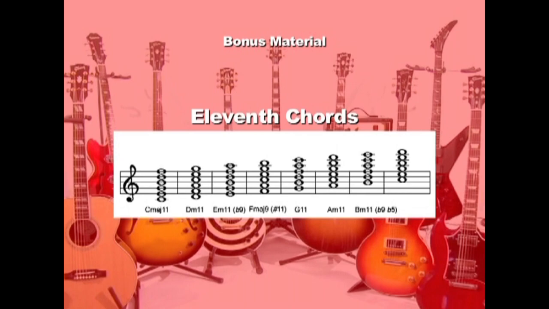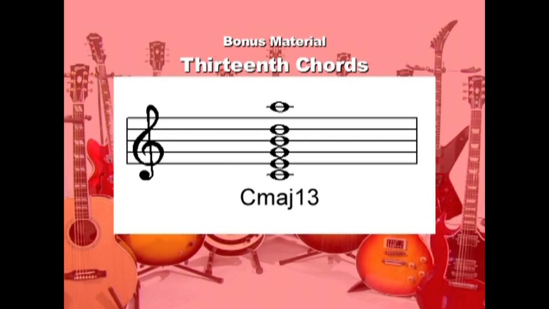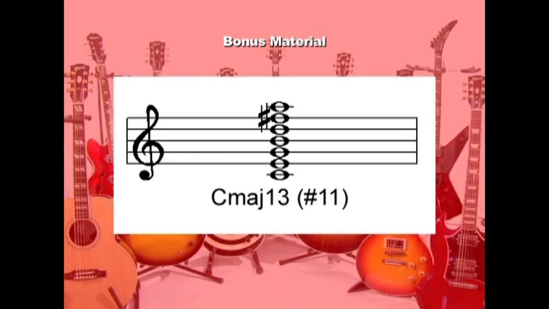For guitar music, 13th chords usually do not include the 11th interval. When it does, the chord name must list the type of 11th interval used. For example, if the one chord included a sharp 11th interval, you would call the chord C major 13, sharp 11. If the 11th interval is not specified, as in C major 13, you will omit the 11th interval.